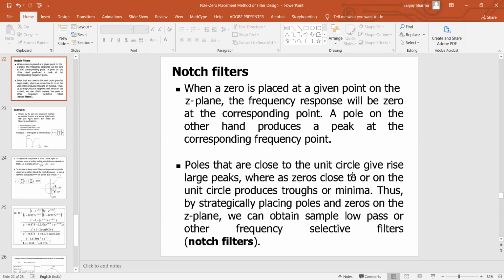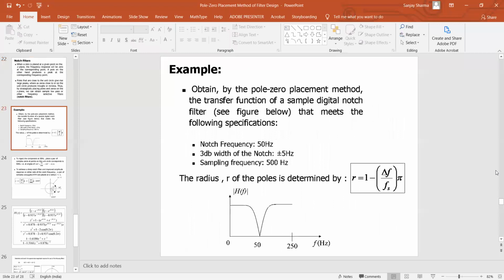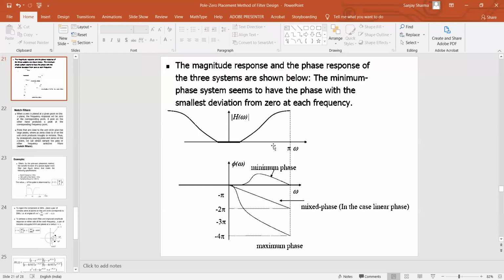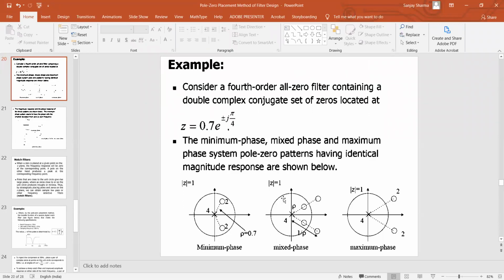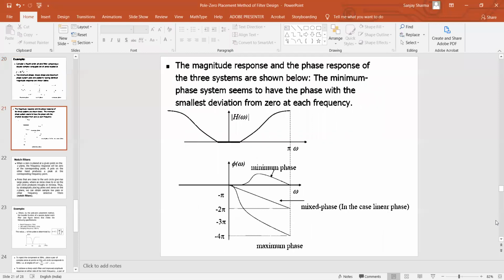The poles which are more away from the origin will give you larger peaks. That means if this distance rho is more, it will give larger peaks. If this distance rho is less, it is as close to the origin as possible, then it will give wider peaks, the smaller peaks, I mean. So that's the meaning.